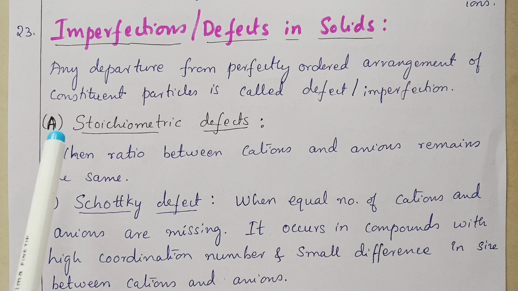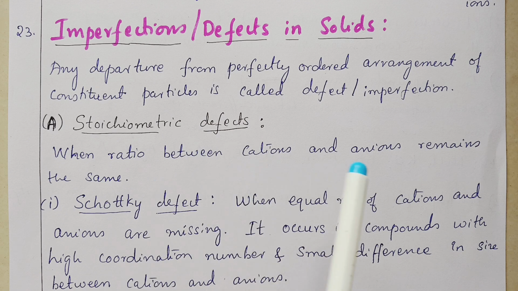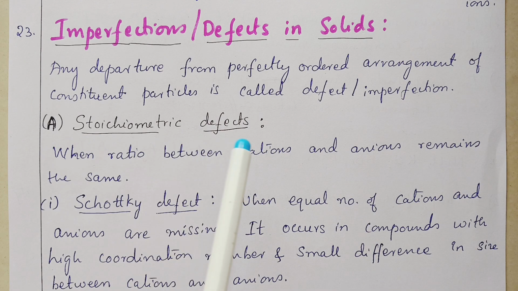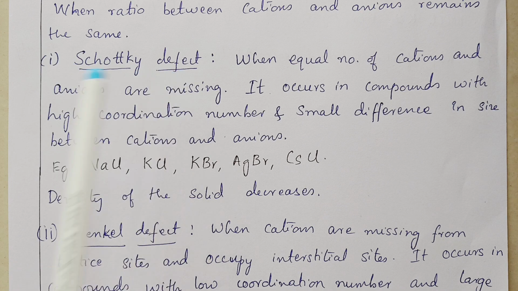First one is called stoichiometric defect. Second one is called non-stoichiometric defect. So let's see what is meant by stoichiometric defect. When the ratio between cations and anions remains the same, you can call it a stoichiometric defect. Under that, we have two more types. One is Schottky defect, second one is Frenkel defect.